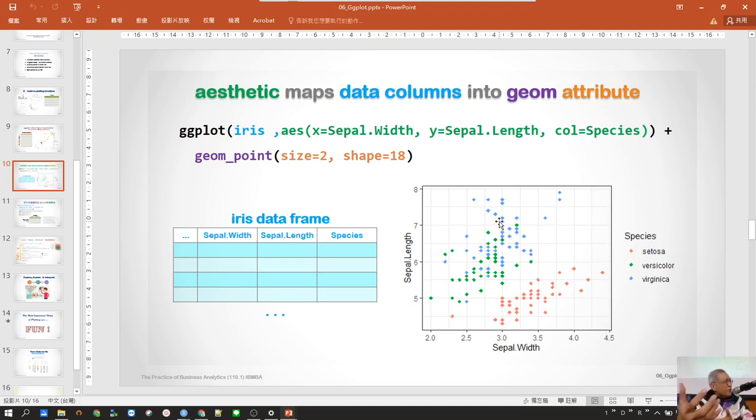If you have a problem doing that, come to me, come to our TA, let us help you. And it's in this process that you learn how to do programming, how to do ggplot.